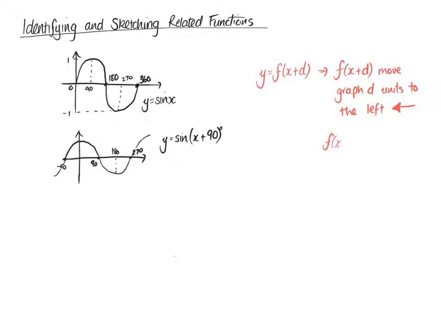So we have f of x minus d. Then what happens is we move the graph d units to the right. Okay, so it moves to the right. Okay, so what happens is, for if we've got an x and we've got a y, what happens to them? The x, if it's plus, you take away, or if you're subtracting, then you add, and your y coordinate just stays the same.